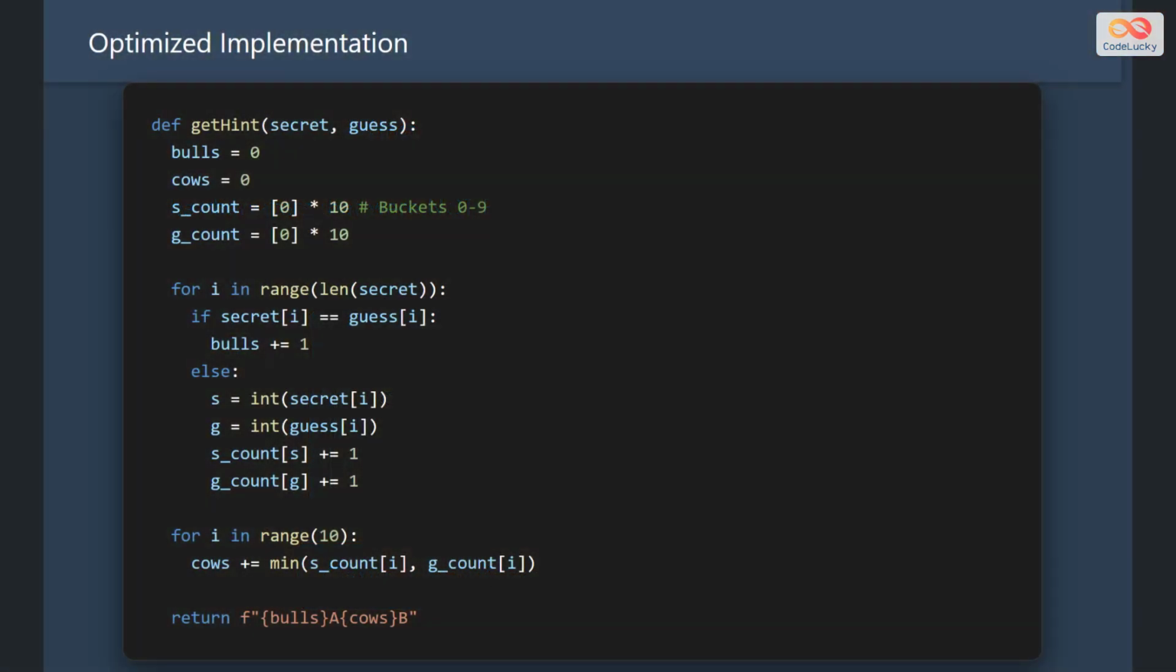Here is the optimized implementation. We iterate once to find bulls and build frequency arrays for the non-matching characters. Then, we loop through digits 0 to 9, adding the minimum overlap of counts to our cow total. Finally, we format the string.